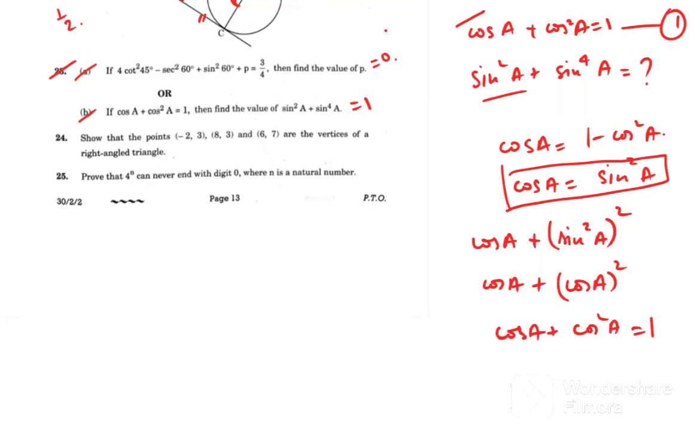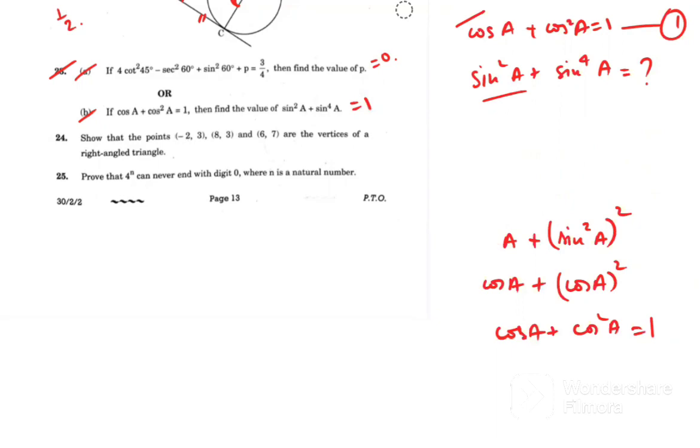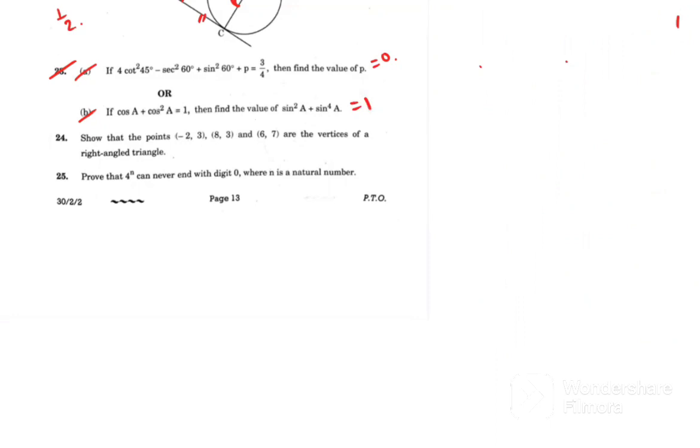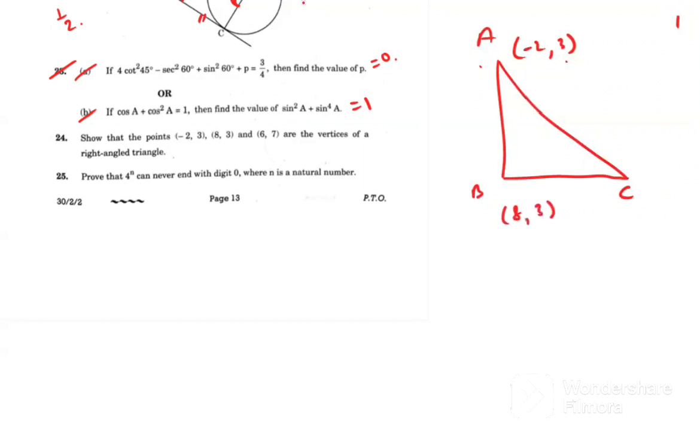Next, moving on to question number 24. So question number 24 says, show that the points (minus 2, 3), (8, 3) and (6, 7) are the vertices of a right angle triangle. Now let's assume that these are the 3 points A, B, C. Okay. Now A is (minus 2, 3), B is (8, 3) and C is (6, 7). So if this is a right angle triangle, I have to prove any two sides are mutually perpendicular. So if two lines are perpendicular, then the product of their slopes is equal to minus 1.